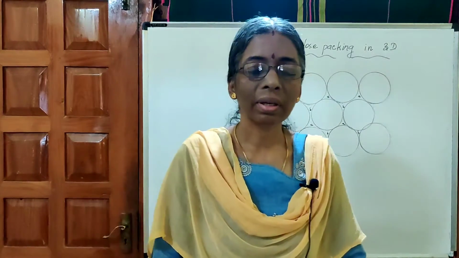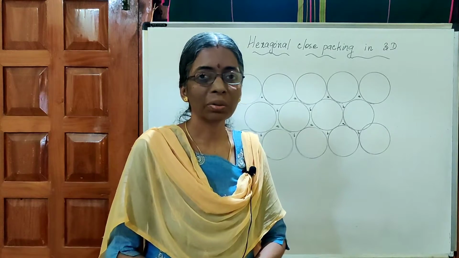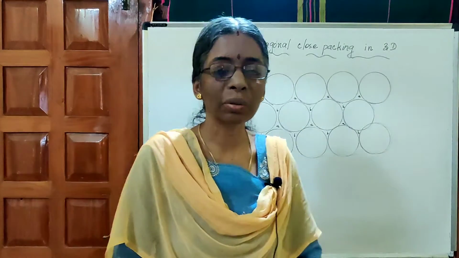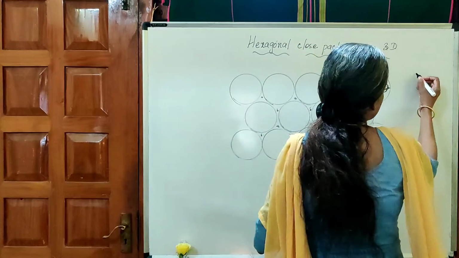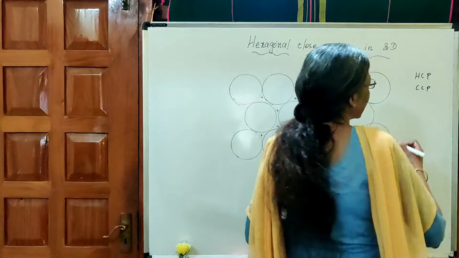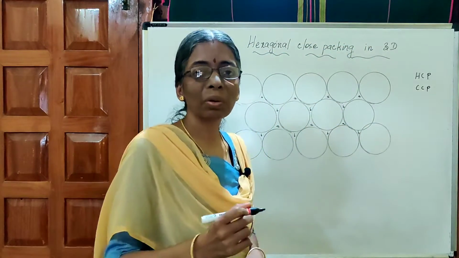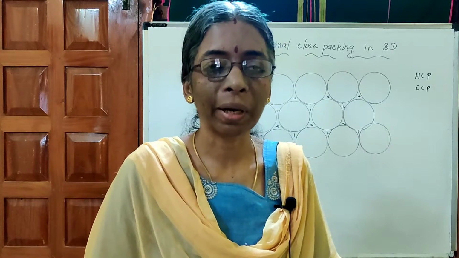Dear students, last class we have seen two-dimensional close packing, right? Today we are going to see three-dimensional close packing. So in three-dimensional we are going to study HCP and CCP. HCP is hexagonal close packing and CCP is cubic close packing.